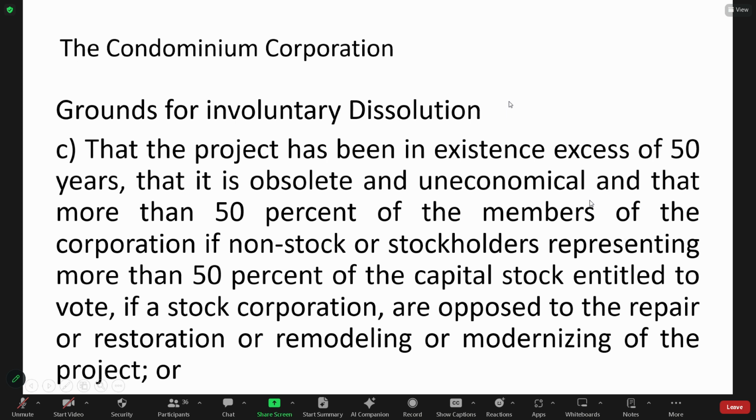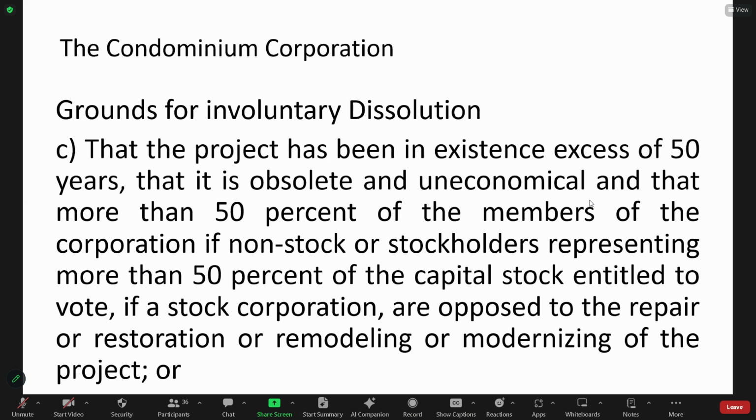That the project has been in existence in excess of 50 years, that it is obsolete and uneconomical, and that more than 50% of the members of the corporation, if non-stock, or stockholders representing more than 50% of the capital stock entitled to vote, if a stock corporation, are opposed to the repair or restoration or remodeling or modernizing of the project. Okay, all right, thank you.